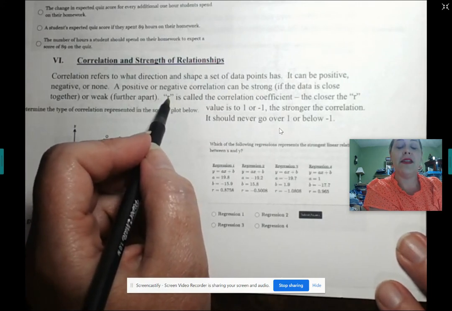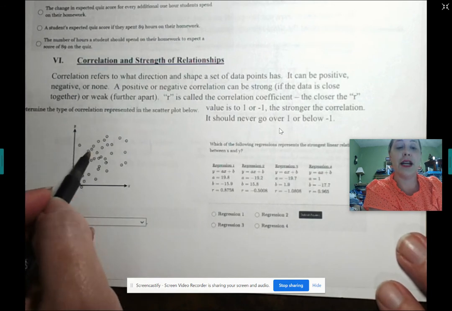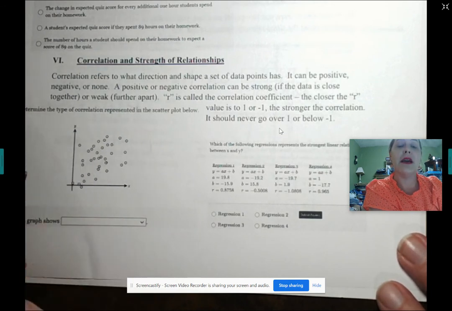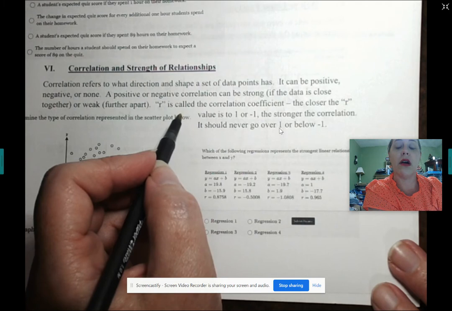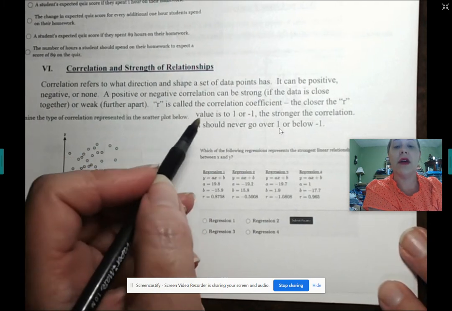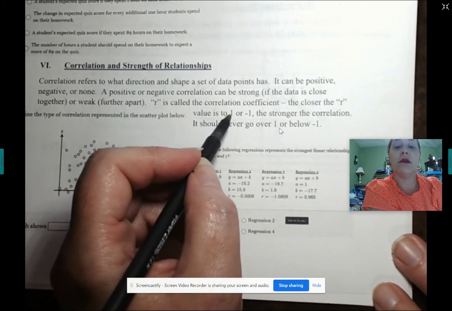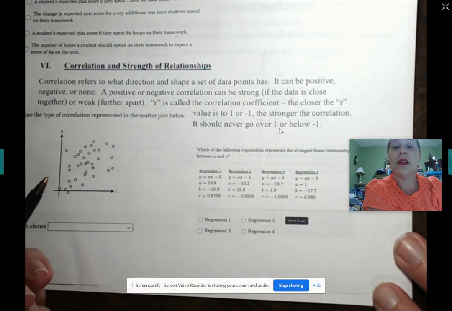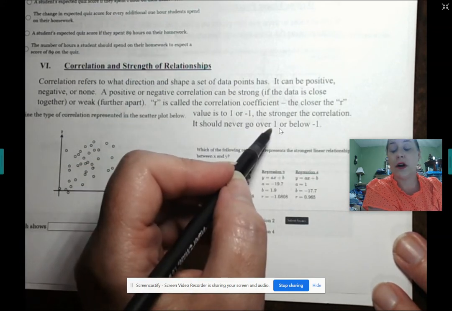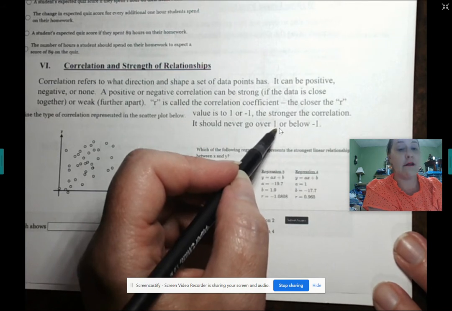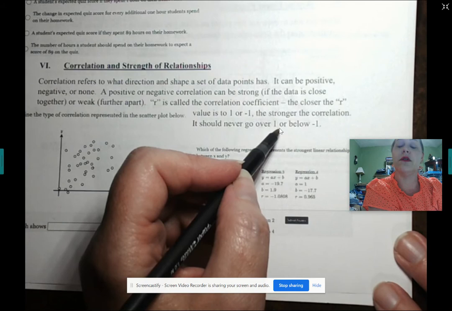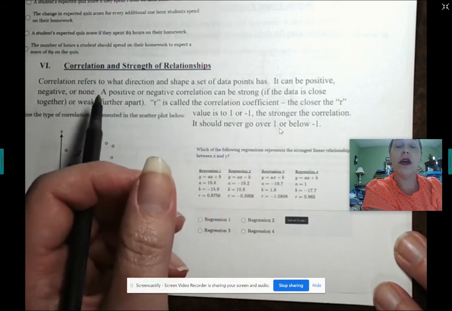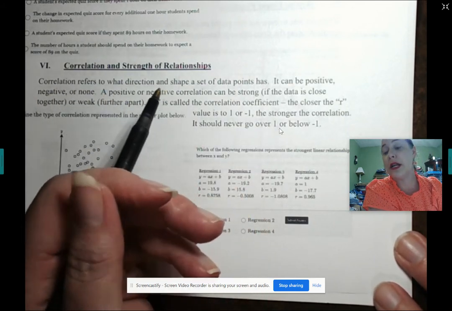You would only be given that if you're actually doing a regression, trying to get an equation for a scatter plot. So if you're given one, and they're asking you to determine which is the strongest or weakest, you're looking at the R value. The closer the R value is to either 1 or the opposite of 1, -1, the stronger it is. It will never go over 1 or below -1. If it's at 0, that means it has no correlation at all. If it goes towards -1, it's more negative. If it goes towards +1, it's more positive.